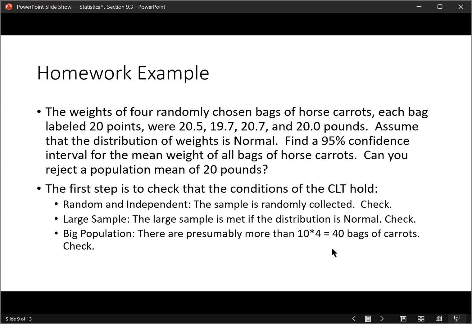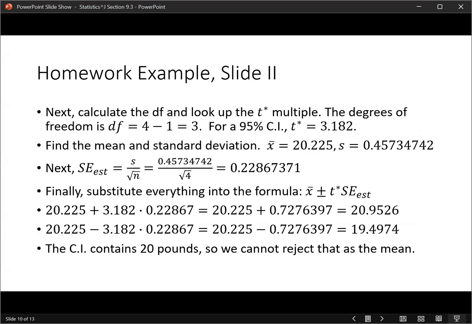And then for the big population, we're going to presume that there are more than 40 bags of carrots. Okay, we're just going to presume that. Otherwise, we wouldn't get to do the homework problem. All right, so once we've gone through and done that, next we get to the calculating part.